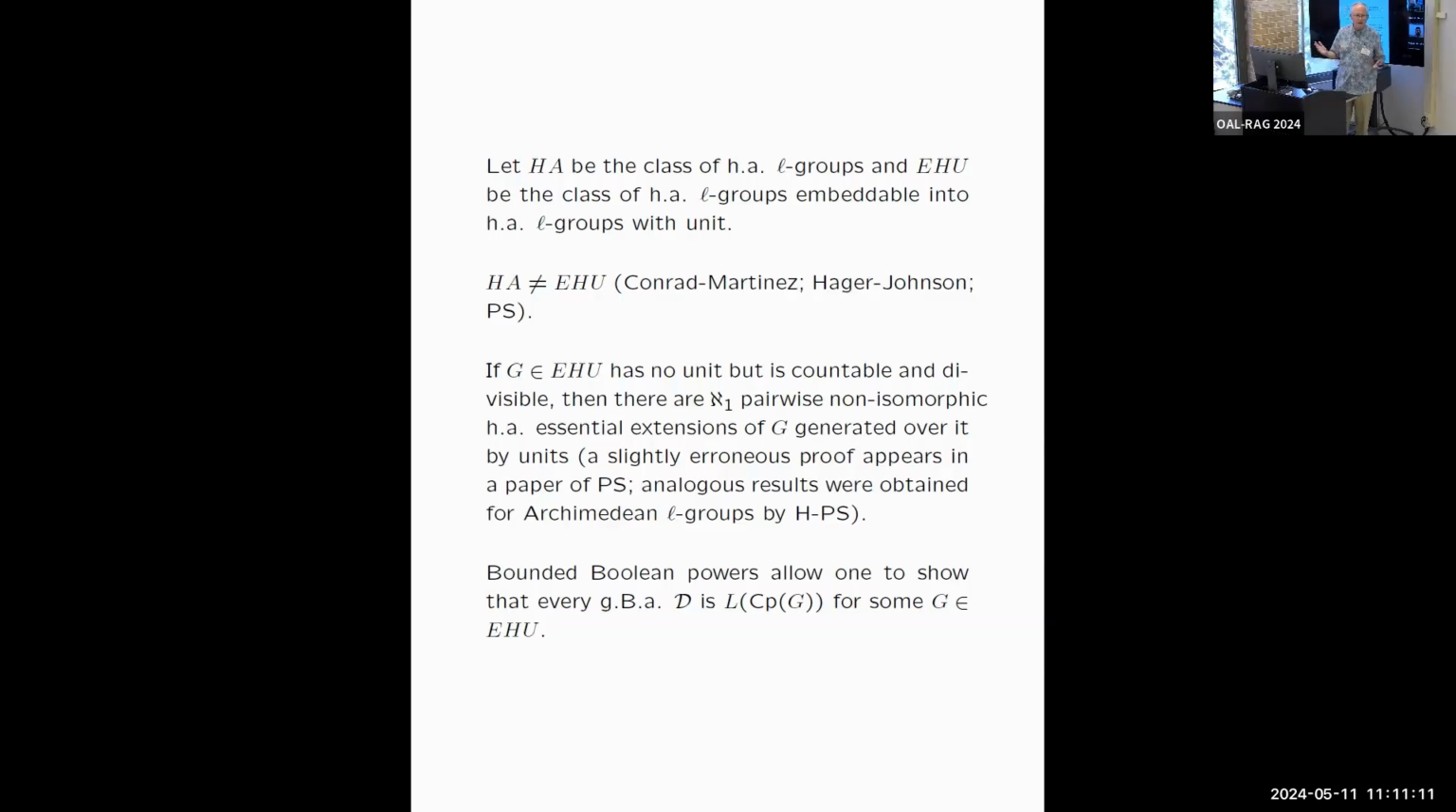And these new hyperarchimedean L groups are generated over the old one just by adjoining a unit and closing under the group and lattice operations. And they're also essential extensions. So you're not taking the direct sum of this original L group with something else that really has nothing to do with it. Every non-zero L ideal in the top group will have non-zero intersection with the bottom. So they're closely related. And this is analogous to results that Tony and I obtained for the more general question about Archimedean groups.